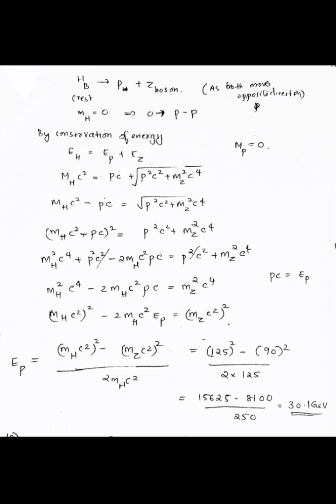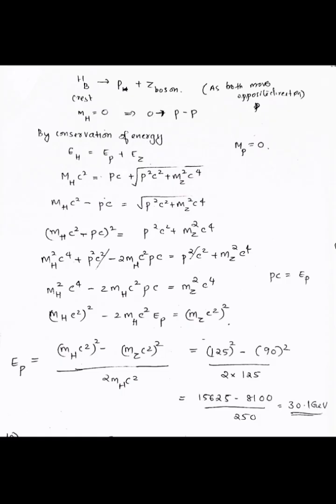That is (m H c square minus pc) the whole square is equal to p square c square plus m Z square c raised to 4. That is m H square c raised to 4 plus p square c square minus 2 m H c square pc is equal to p square c square plus m Z square c raised to 4. That is m H square c raised to 4 minus 2 m H c square pc is equal to m Z square c raised to 4. That is (m H c square) the whole square minus 2 m H c square E P is equal to (m Z c square) the whole square.